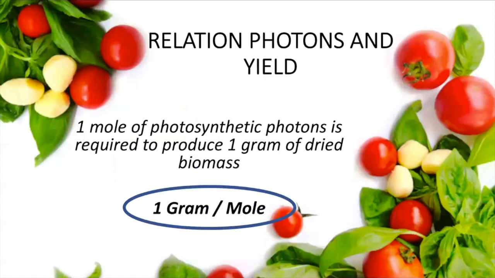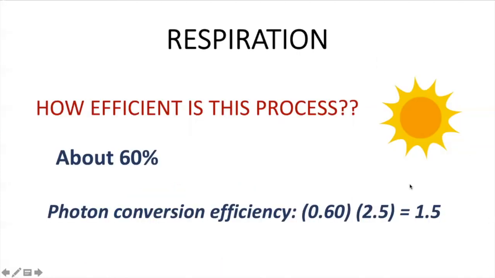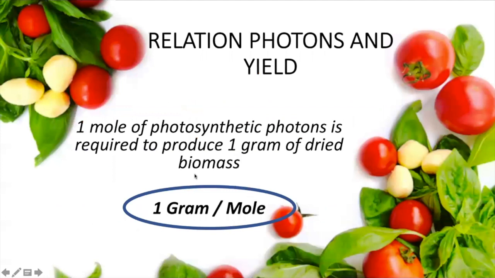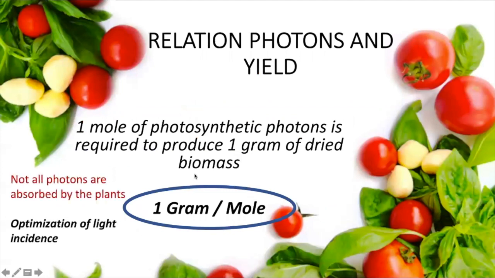But it was not 1? Well, this calculation will make sense only if all the photons were absorbed by the plant. So this is why we don't use 1.5 and we assume just 1. Because it's really hard to get all those photons into our plants. And here is another topic that is really interesting.